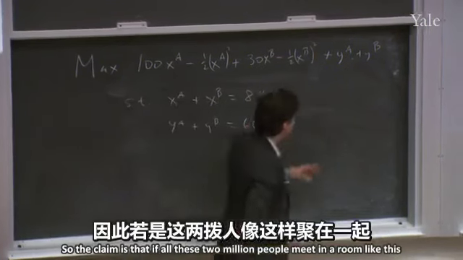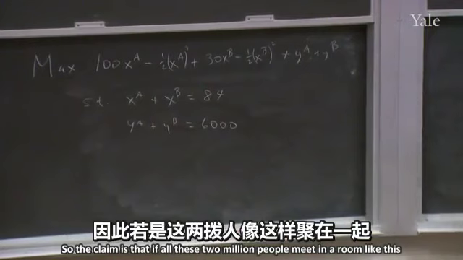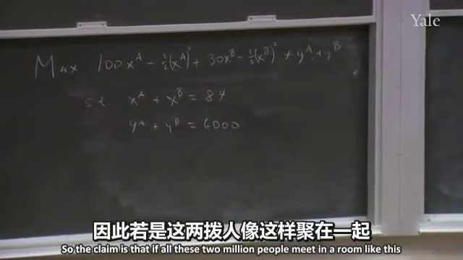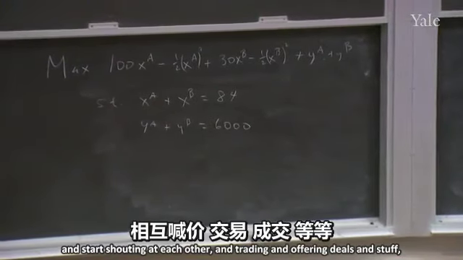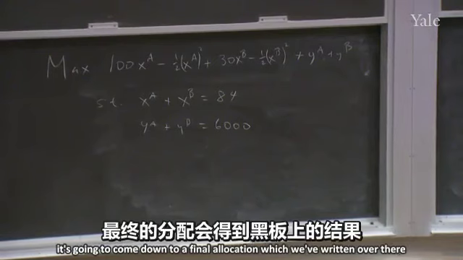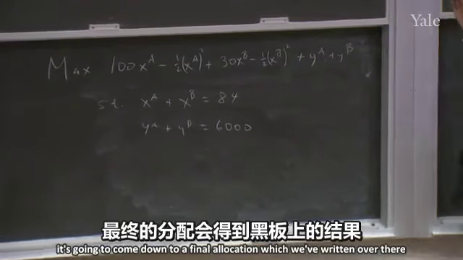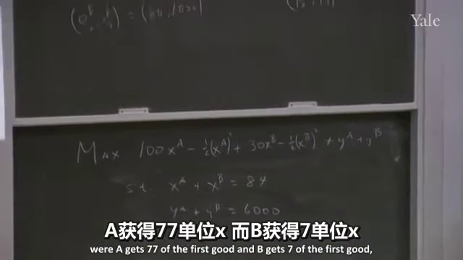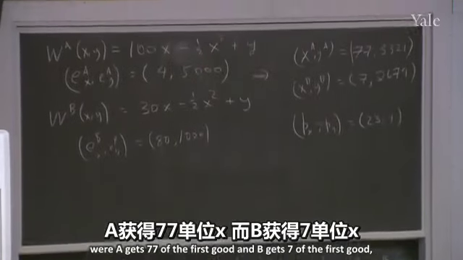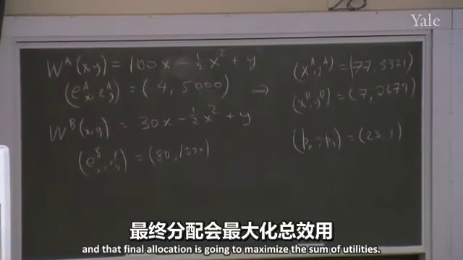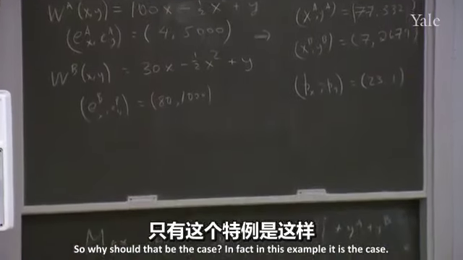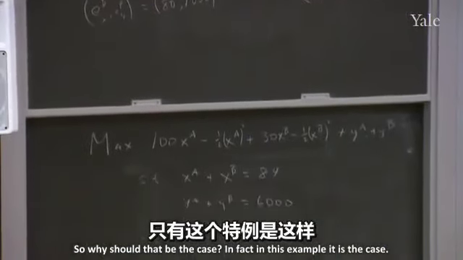So the claim is that if all these 2 million people meet in a room like this and start shouting at each other and trading and offering deals and stuff, it's going to come down to a final allocation, which we've written over there, where A gets 77 of the first good and B gets 7 of the first good. And that final allocation is going to maximize the sum of utilities. So why should that be the case? In fact, in this example, it is the case.